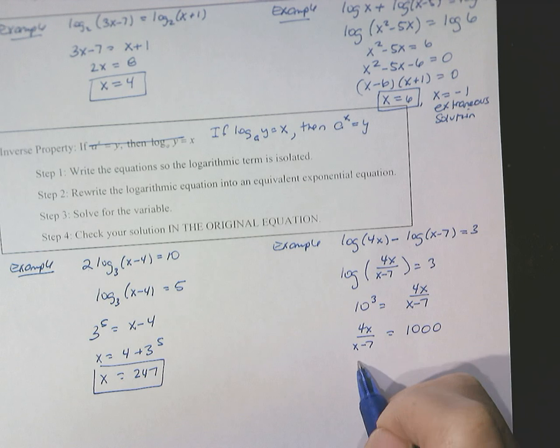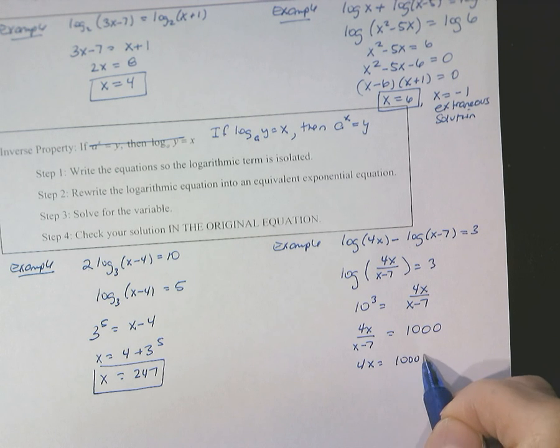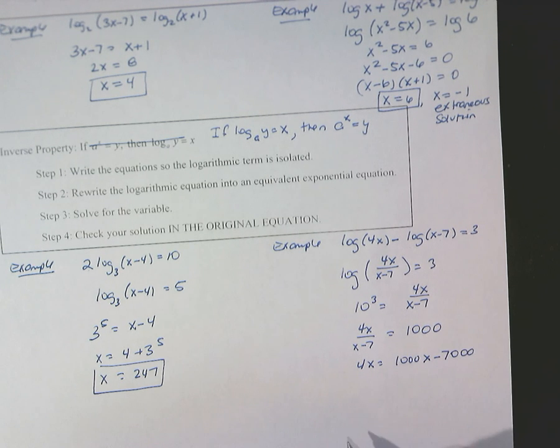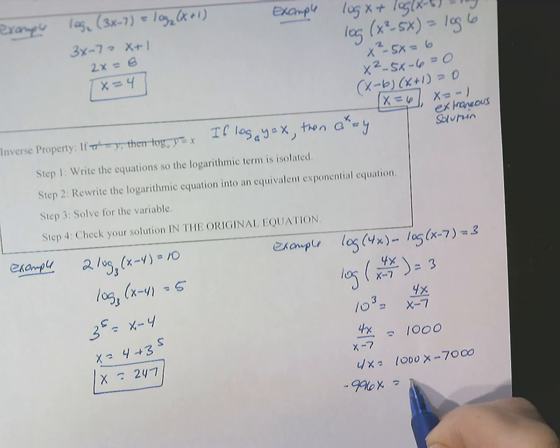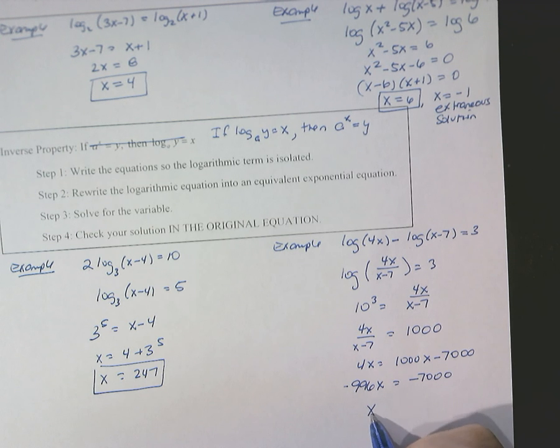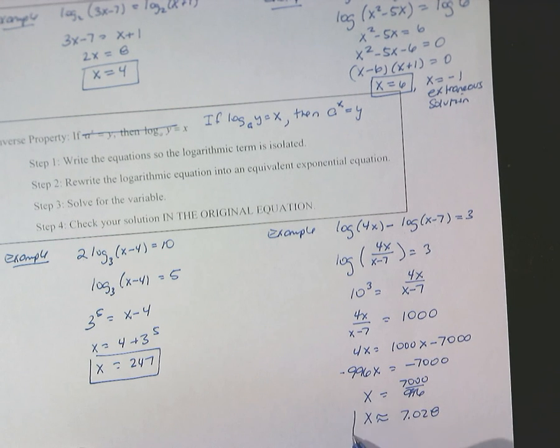I'm going to cross multiply. Subtract 1,000x. And x is going to equal 7,000 divided by 996. And I'm just going to write that in decimals, 7.028. And once again, I would check it, and I will show you during the live lesson how to check it in a few more examples.